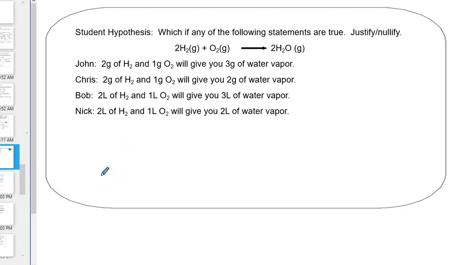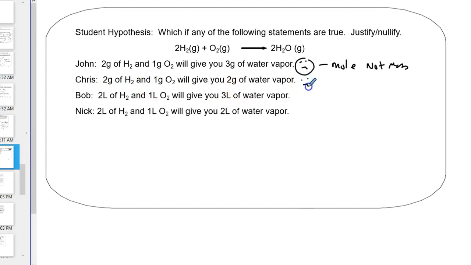Alright, student hypothesis. If any of the following statements is true, justify or nullify it. Alright, so John says 2 grams of hydrogen and 1 gram of oxygen will give you 3 grams of water. Okay, this is a big no. You're not going to be able to use them all up and you'll have excess. You've got to convert to moles, this is a mole ratio, not a mass ratio. 2 grams and 1 gram will give you 2 grams of water.